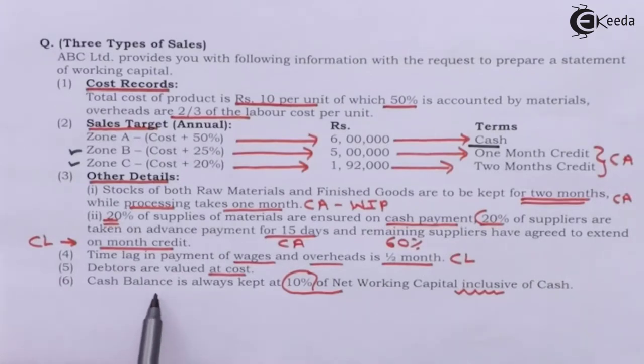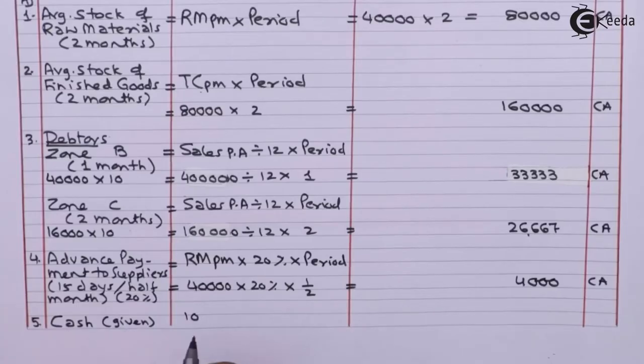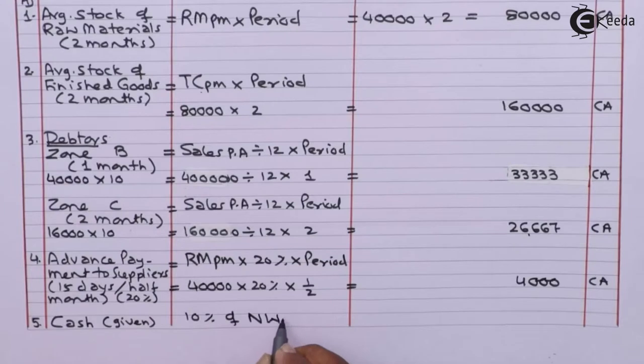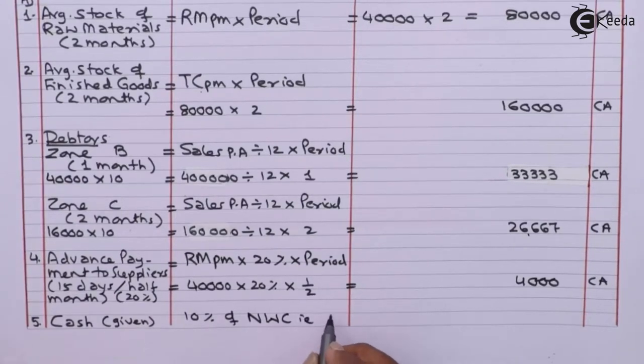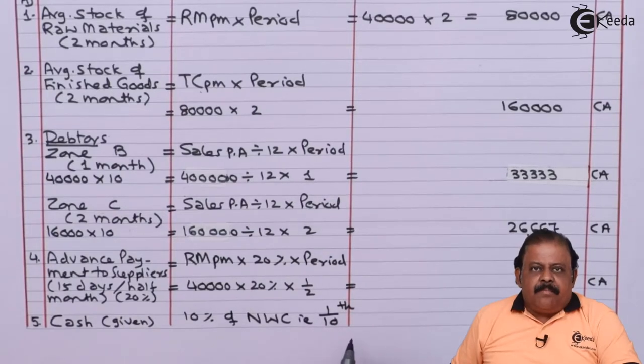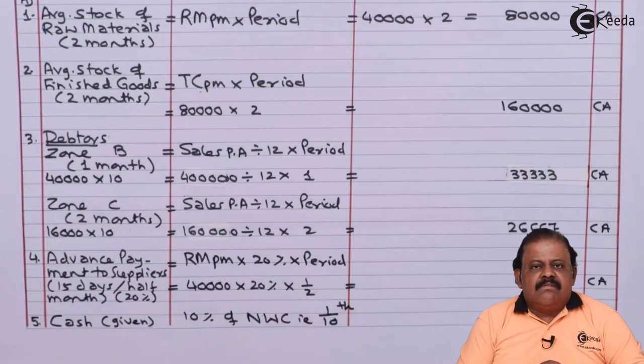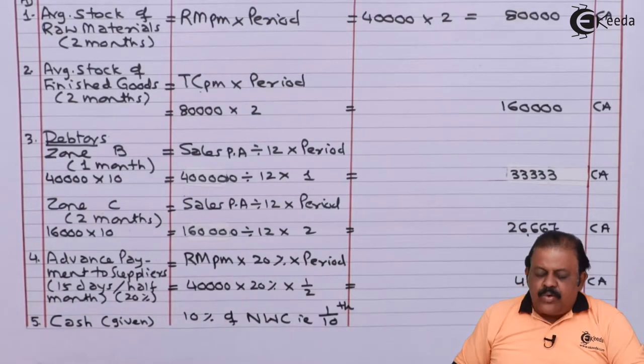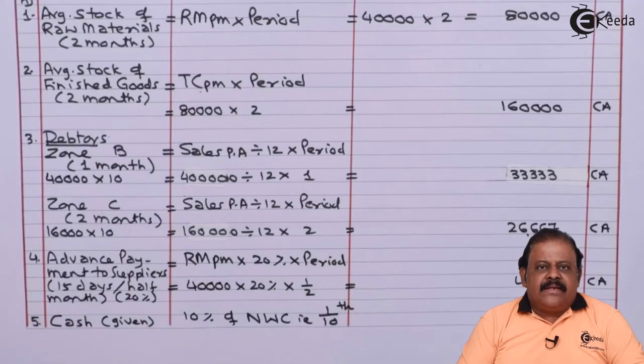Next, current asset is cash balance, which we are required to take 10% of net working capital inclusive of cash. So that we can do afterwards. Here it is said 10% of net working capital, that is 1/10 of net working capital. So we are required to take here working note to find out the amount of cash as a part of current asset. Let us first calculate current liabilities.